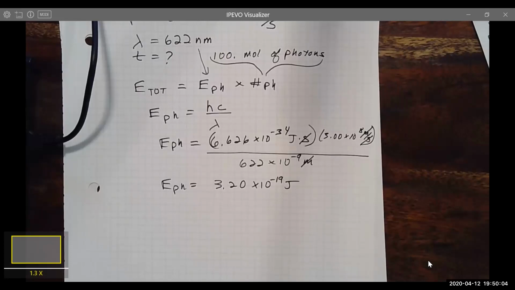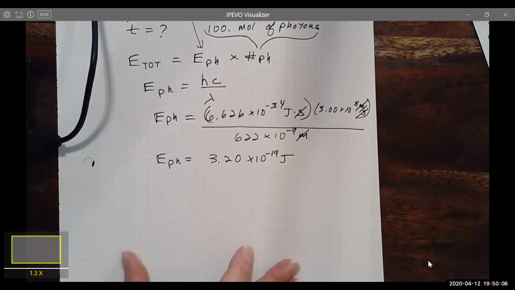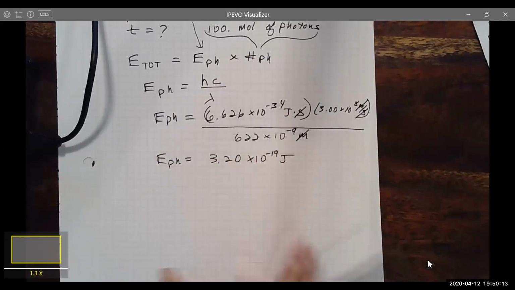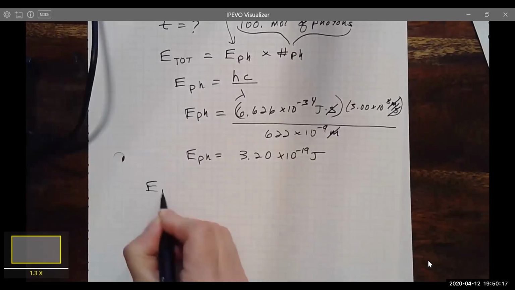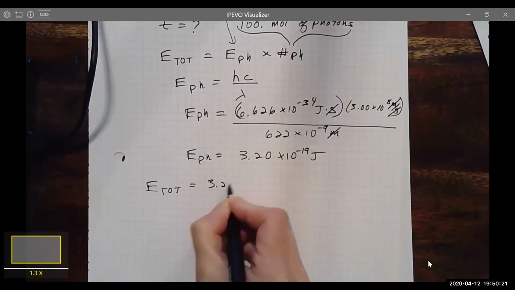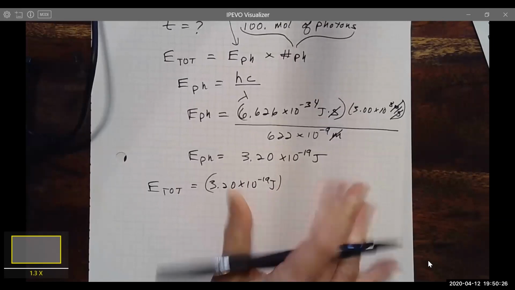Okay, so that's what you should have gotten for the energy of the photon. So we're going to go back to that equation right there at the top. Energy total is energy of the photon times the number of photons, and we're going to calculate the total energy. So energy total equals energy of the photon, which we just have there, times the number of photons.